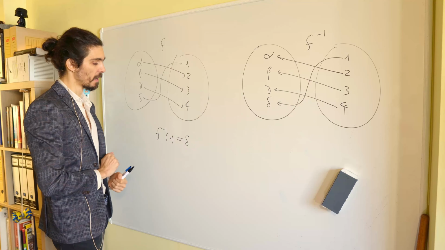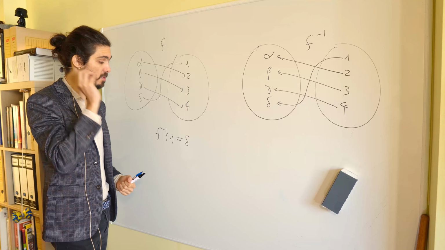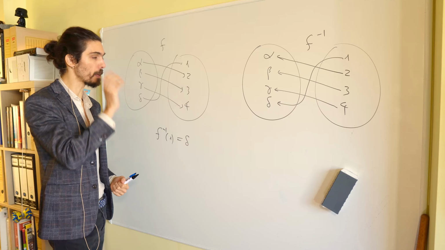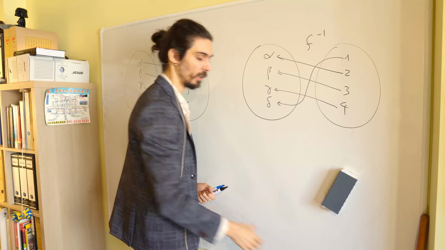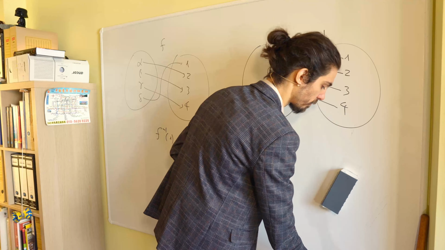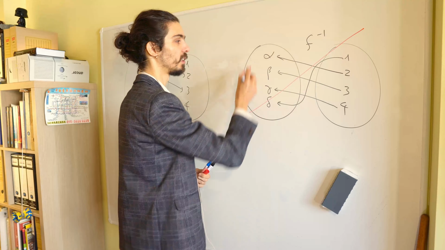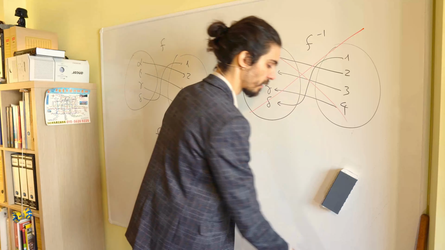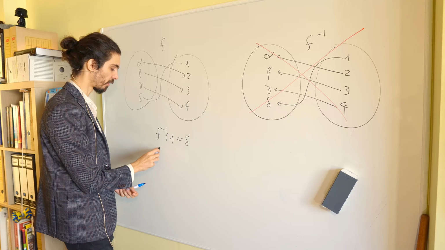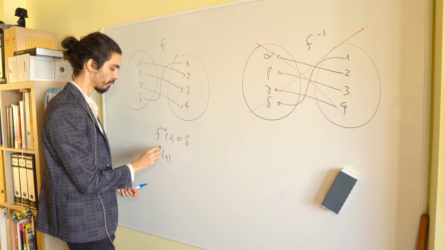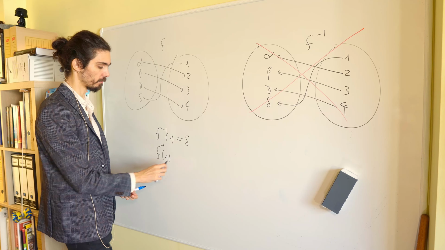Let us now think about the following situation. Imagine that we did not have this diagram. So this does not exist. And so how are we going to make this evaluation, f inverse at 1?